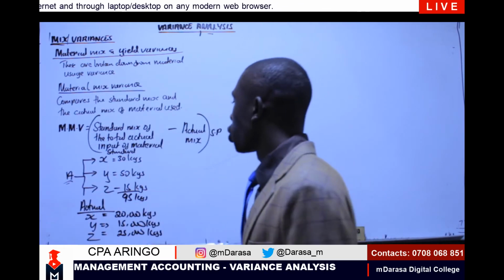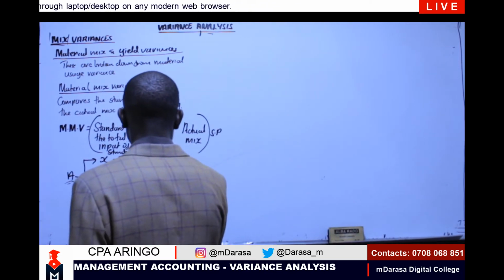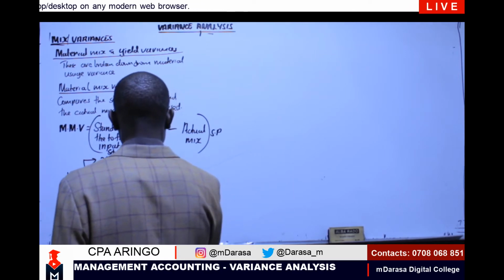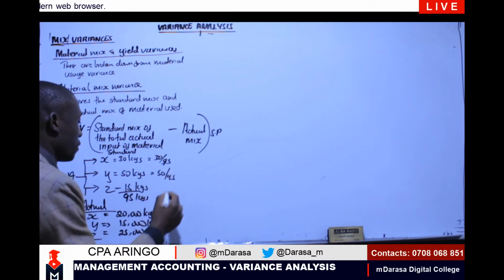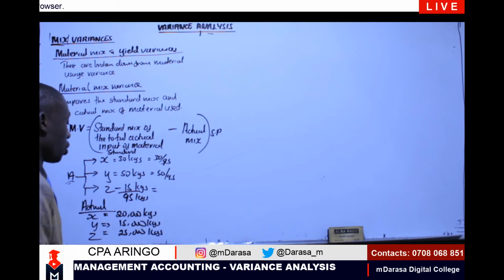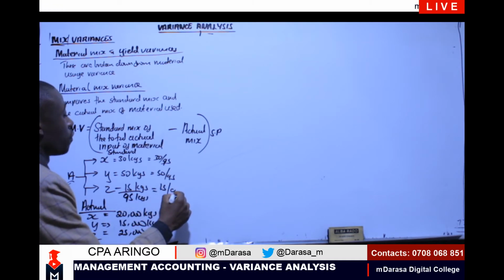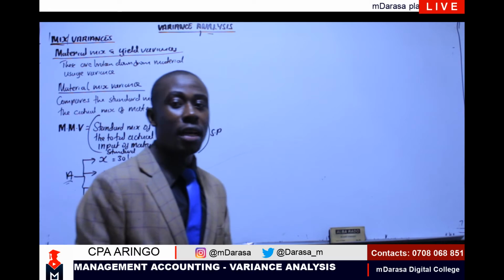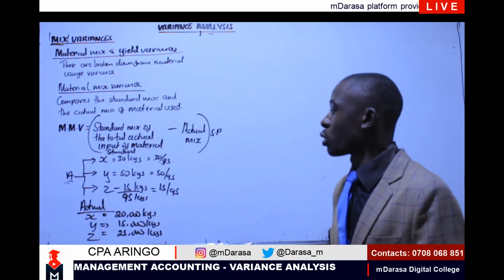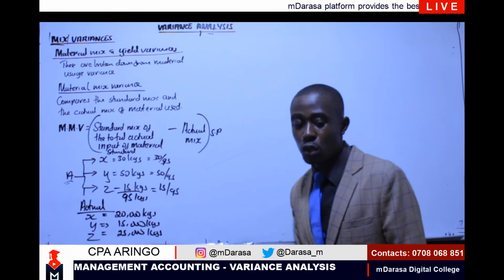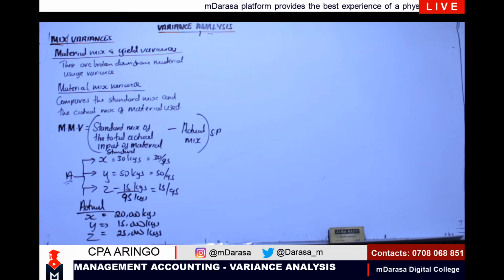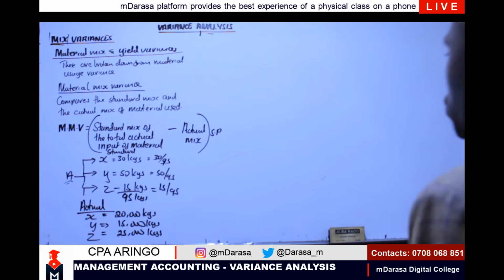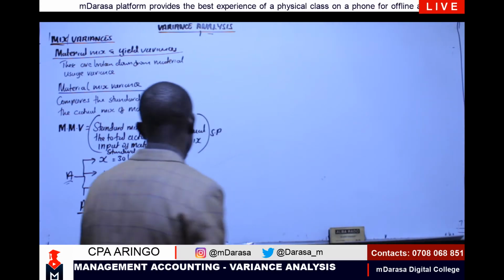To determine the proportion of X, I should be talking of what? 30 of 95, right? To determine the proportion of Y that I used, I should be talking of 50 of 95. And for Z, I should be talking of 15 of 95. That is our proportion. These are the proportions that we are using. I want you to pay very keen attention to this concept, because the moment you've grasped it right, going forward it will be very easy for us.